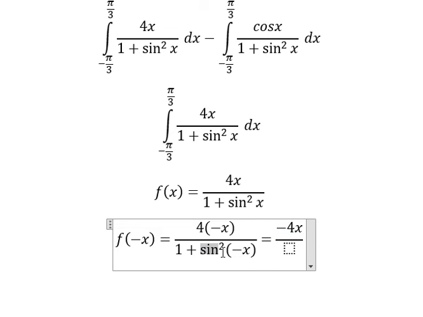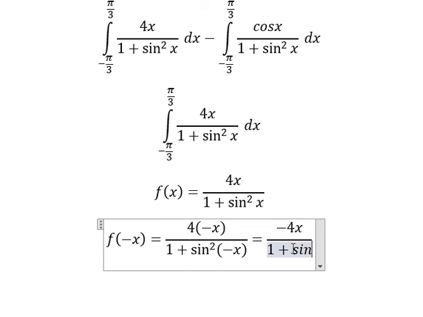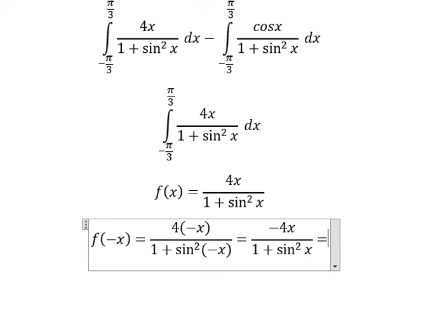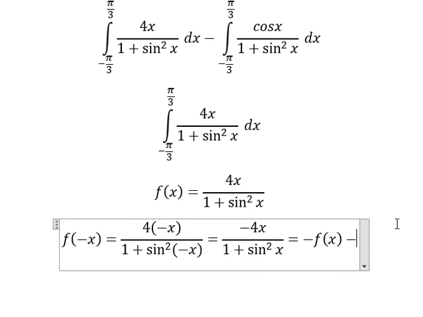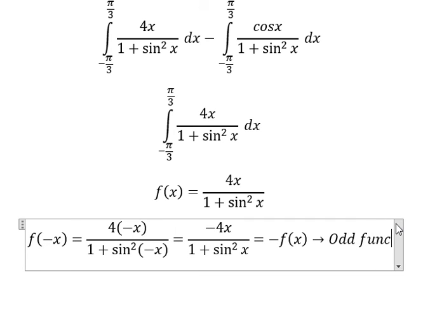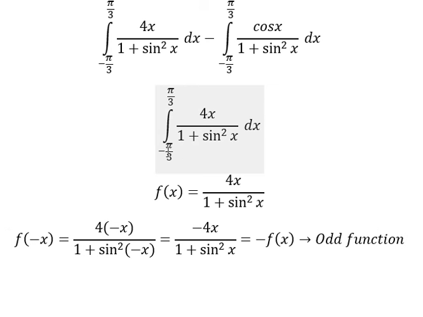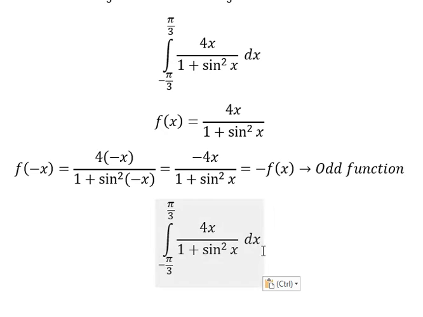On the denominator, because we have the power 2, this is an even power. So because we have the even power, this one you got positive. And that is equal to negative f of s. So that means this one is an odd function. Because the bounds are symmetric from negative pi over 3 to positive pi over 3, this one should be equal to 0.